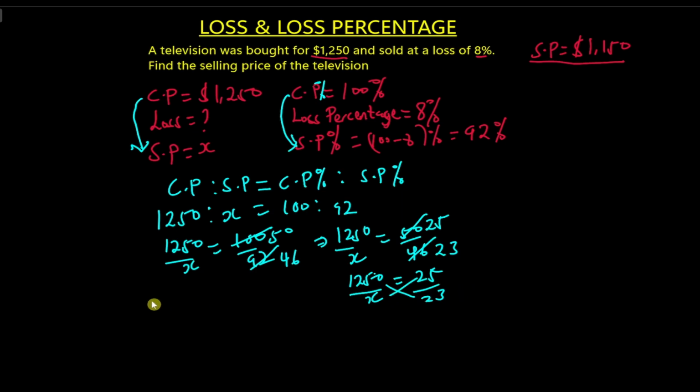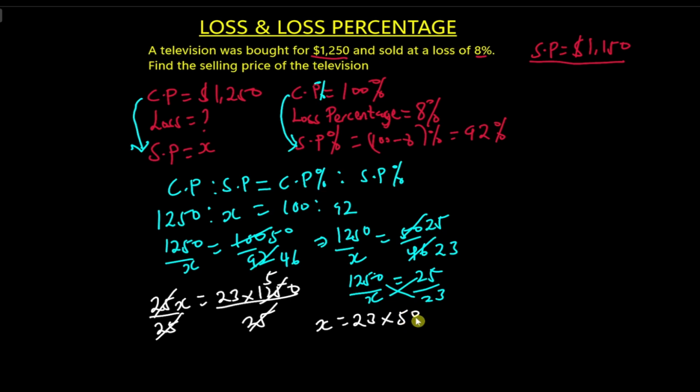Then we have 25x, which is equal to 23 times 1250. We divide both sides of the equation by 25. Here 25, and over here 25 goes into 125 5 times. So 25 cancels here and we get 5 here. So you have x is equal to 23 times 50.